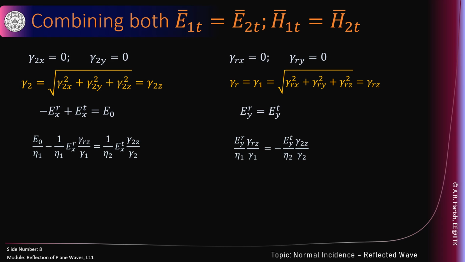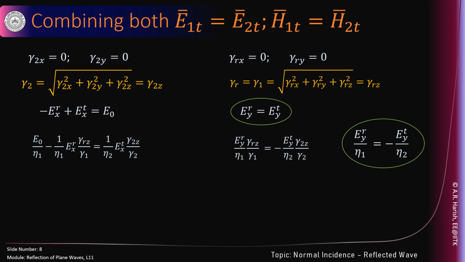Yes. Can you see something interesting now? Can you simplify it further? Yes, it's possible. Look at this result here. Gamma rz by gamma 1 is equal to 1. Gamma 2z by gamma 2 is equal to 1. Therefore, ery upon eta 1 equal to minus ety by eta 2. Wonderful. We have two equations here. One says ery equal to ety. The other one says ery upon eta 1 equal to minus ety by eta 2.